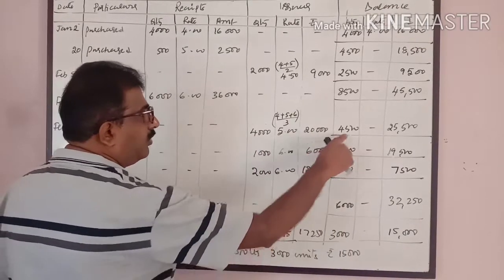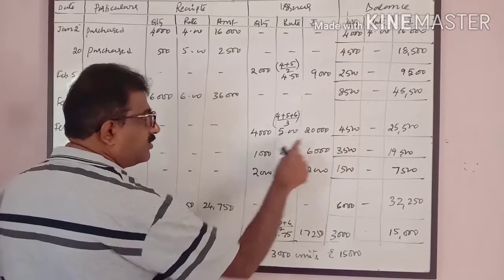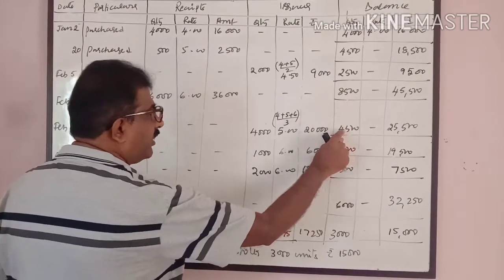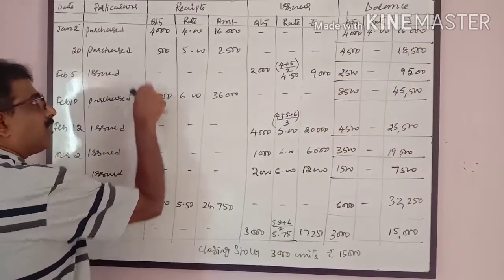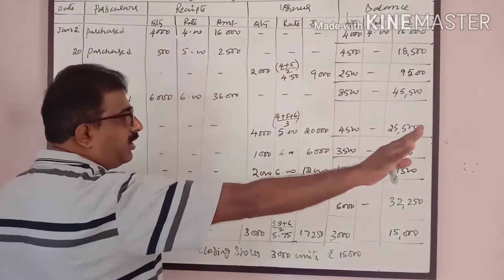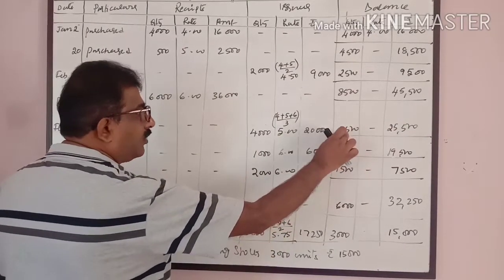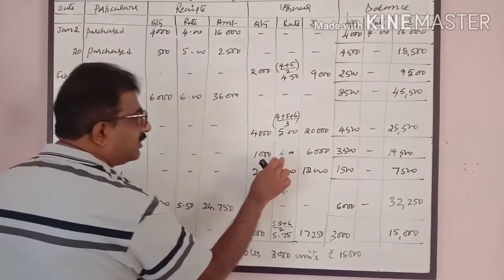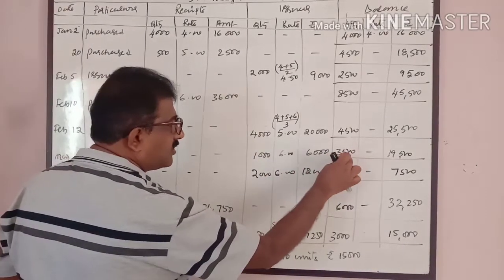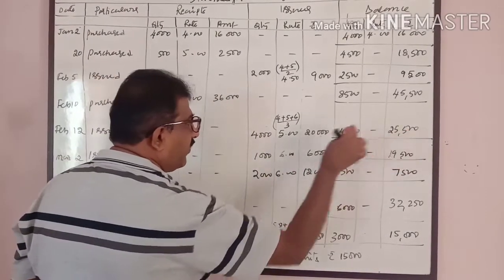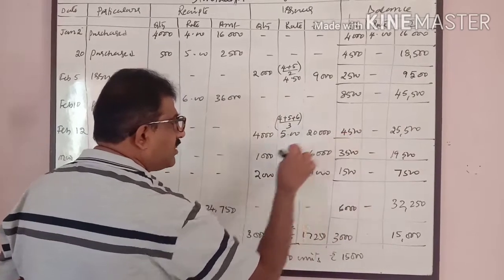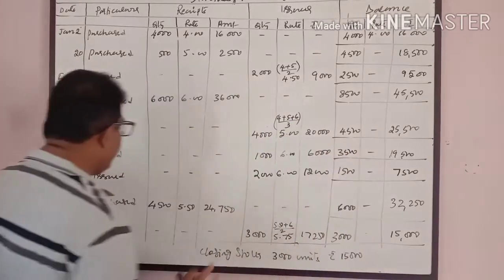Once again I'll tell you, before the issue of 1000 units, I will see the closing stock available here, 4500. That belongs only to this stock. These two stocks got exhausted, already issued, so you need not take that rate. So 4500 belongs to this. That's why I'll take 6 rupees. 1000 into 6, 6000. 25500 minus 6000, 19500. 4500 minus 1000, 3500.